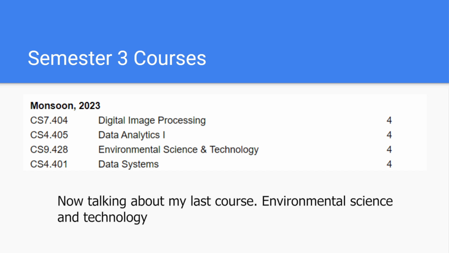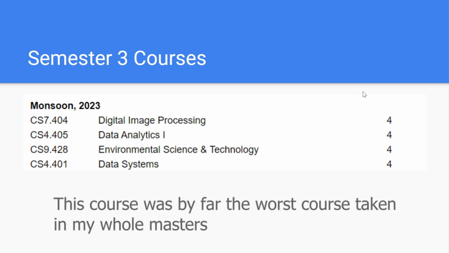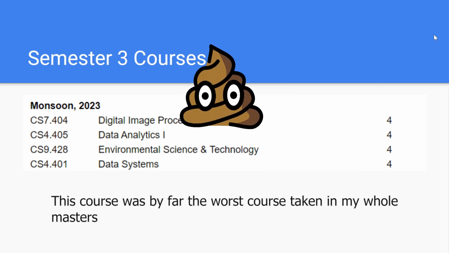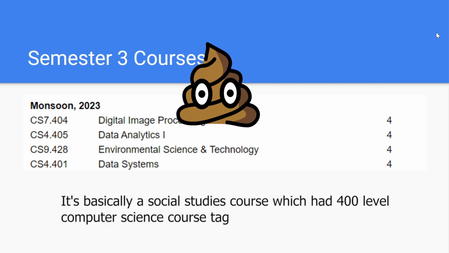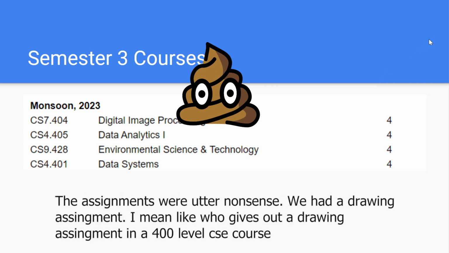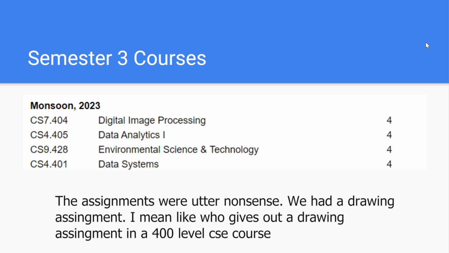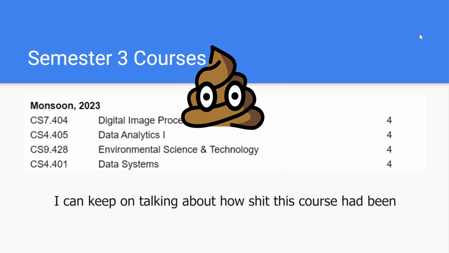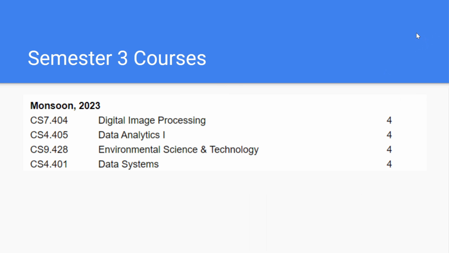Now talking about my last course, environmental science and technology. This course was by far the worst course taken in my whole masters. It's basically a social studies course which had 400 level computer science course stack. The assignments were utter nonsense. We had a drawing assignment. I mean, like, who gives out a drawing assignment in a 400 level CSE course? The prof's evaluation was also bad. I can keep on talking about how bad this course had been.